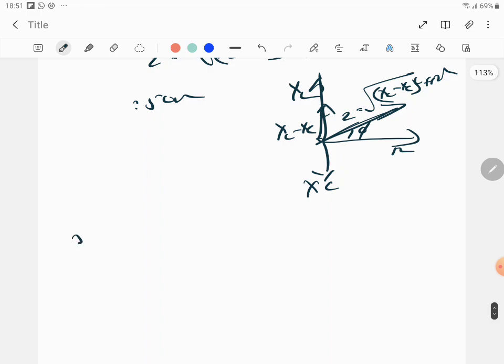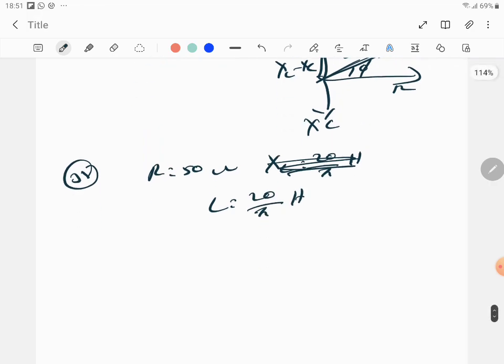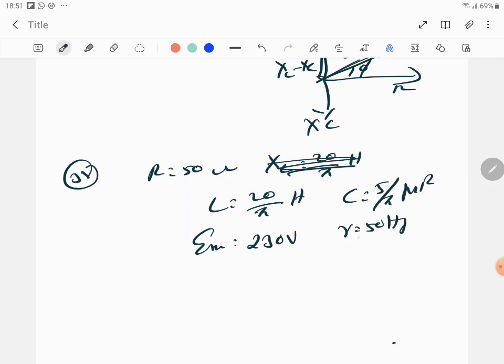Example 38. A resistor of 50 ohms, an inductor of L equal to 20 by pi henry, and a capacitor of C equal to 5 by pi microfarad are connected in series to a voltage source of 230 volts. Look at the unit and decide. The voltage is always taken as ERMS, which is 230 volts for an LCR circuit, and the frequency is 50 hertz. Find the impedance of the circuit.